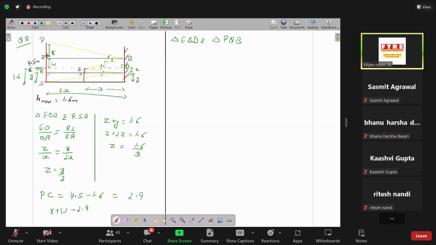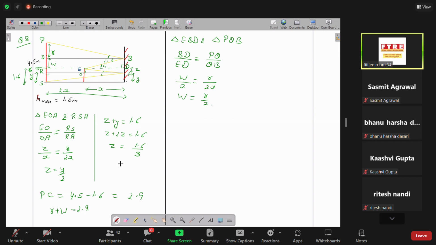So this angle is equal. This is 90 degrees. So clearly the two triangles are similar. So ratio of the sides, let's see. BD upon ED equals PQ upon QB. BD as we have taken is W, upon ED is X, equals PQ is R upon 2X. So from here we get W is equal to R by 2.